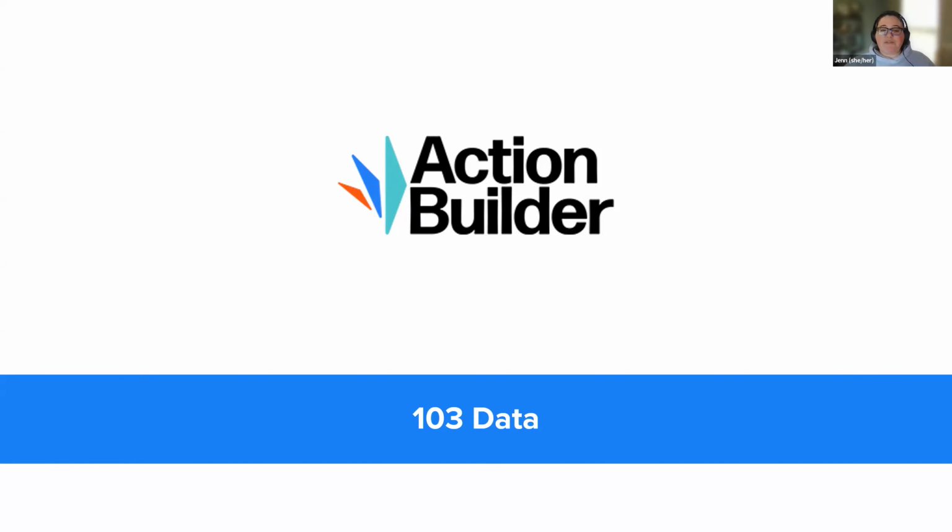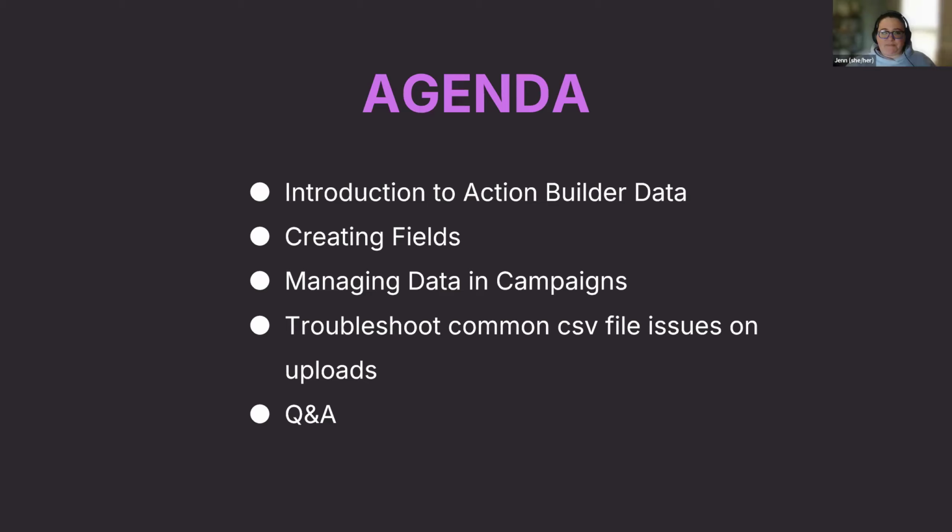Okay, so some things that we're going to talk about today. We'll give you an introduction to how data works in Action Builder, how to create fields as well as sections, managing your data in campaigns. We'll talk about how to troubleshoot common CSV file issues that happen when you do mass uploads for some folks. And then if there's any remaining time and questions that we haven't gotten to, we'll do an open Q&A.